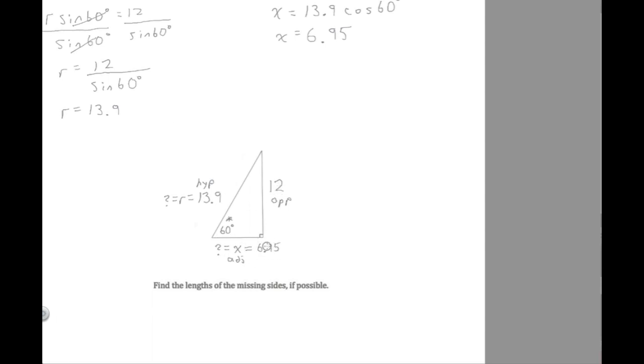First of all, notice that this number is smaller than 13.9, and that makes sense because the leg should be shorter than the hypotenuse. If we had gotten that x was 15, we would know that that was wrong because the leg should not be longer than the hypotenuse. This we would know is wrong. This answer makes sense. But we can also compare this leg to the 12.